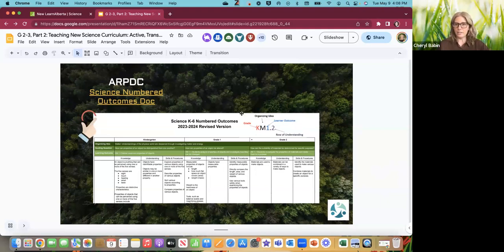In the upper right-hand corner, you'll see the legend that explains how this is coded. The first letter is the grade. The organizing idea will be matter or energy or living systems, all of those. And then the learner outcome and the row of understanding. So you'll see at the bottom of each screen or slide that I share examples of where the outcomes have come from. I hope that you will find that helpful.